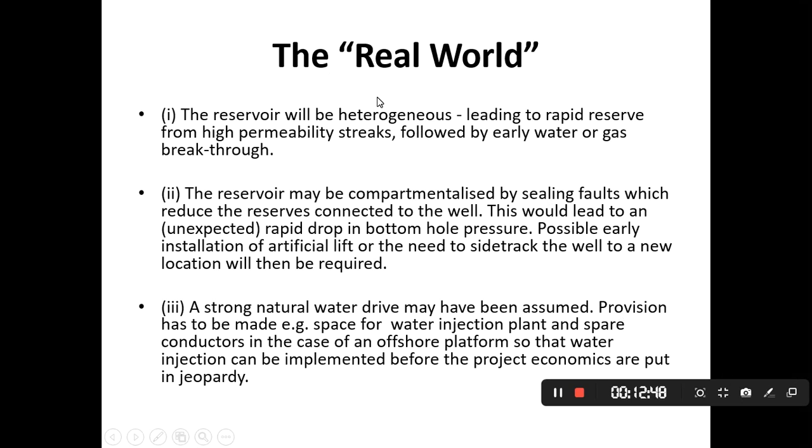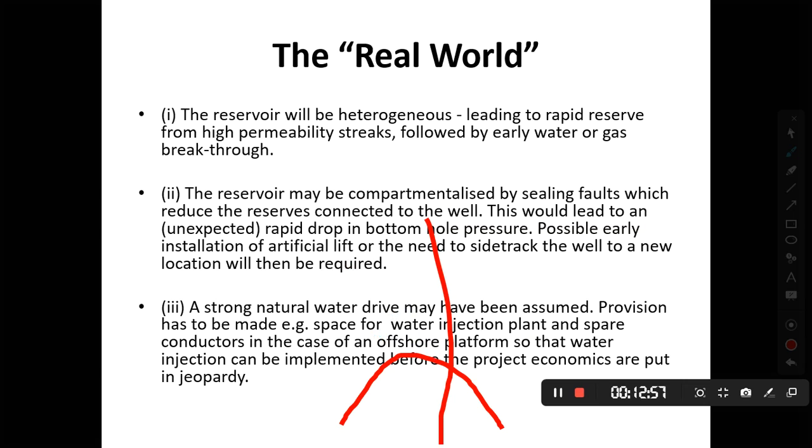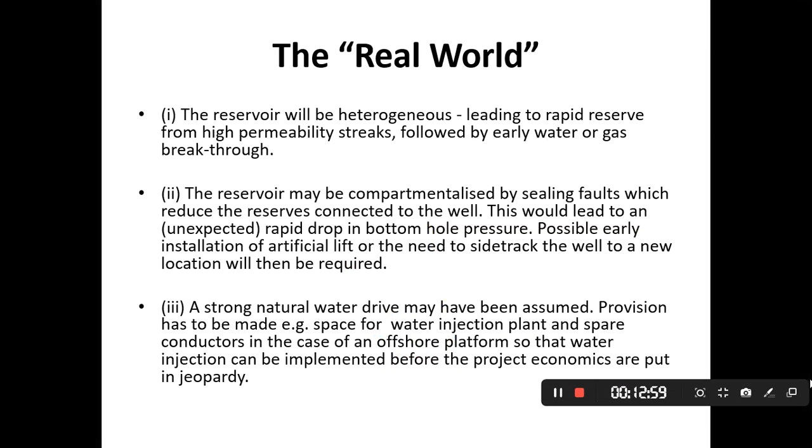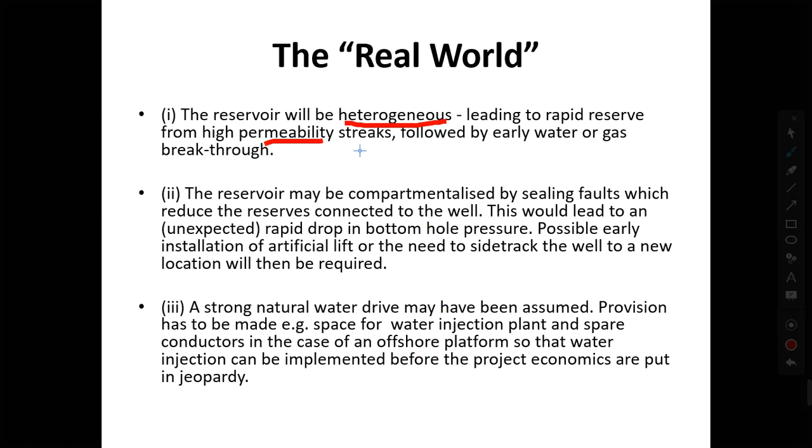The real world reservoir is not as simple as we draw here, like a picture like this one and this one. No, it's not that simple. The real reservoirs are quite heterogeneous, not homogeneous, and they could have high permeability or very low permeability. Early water can come, as you see in general in the Kurdistan region, or early gas may come here.